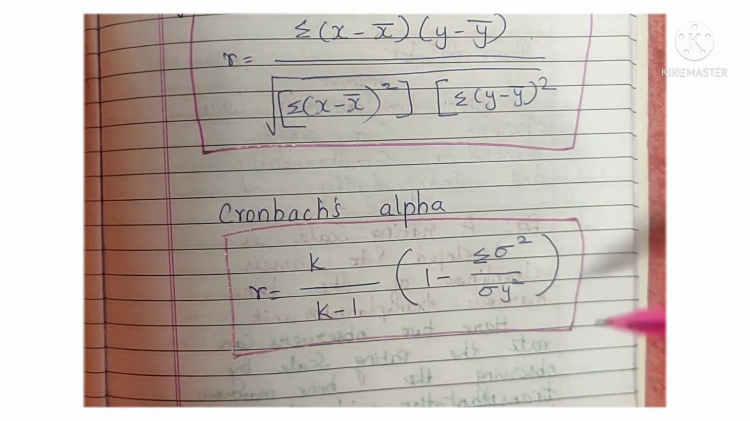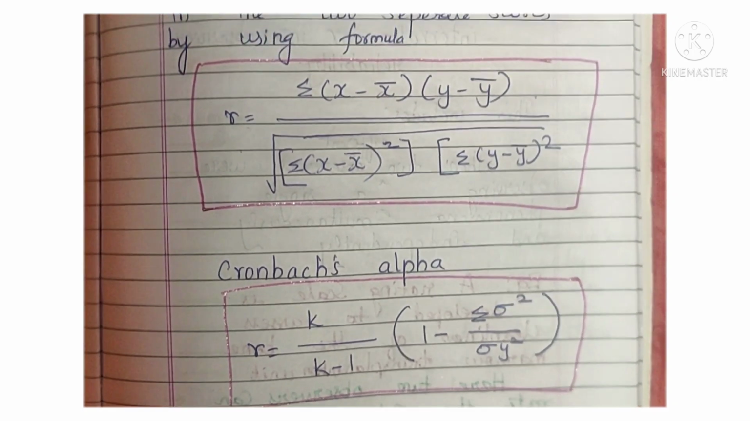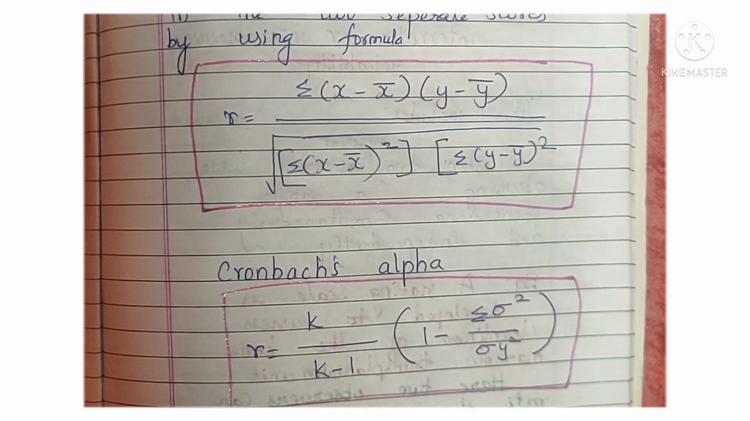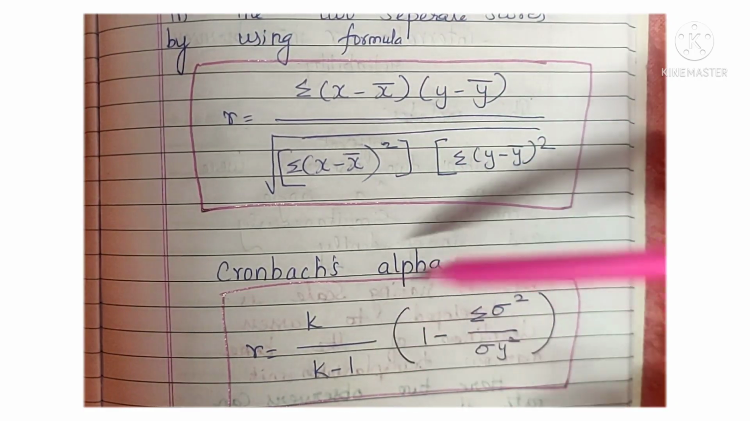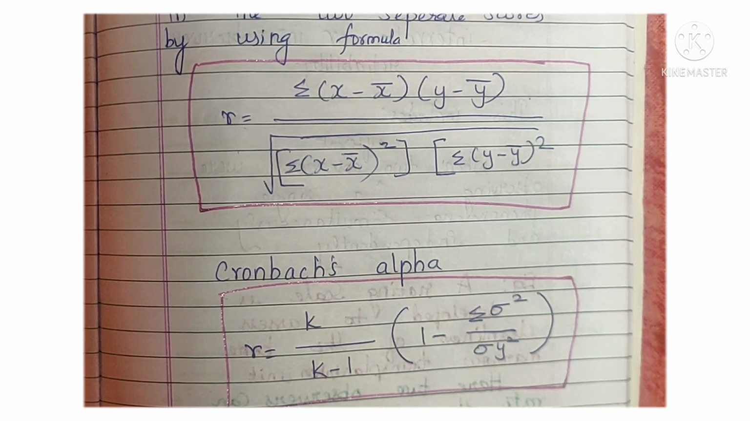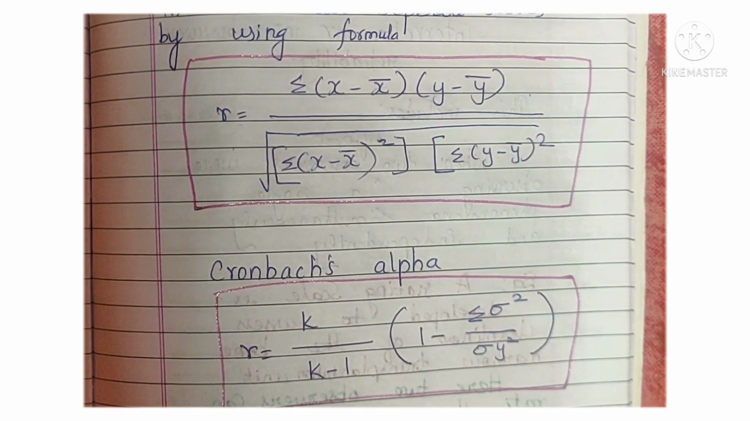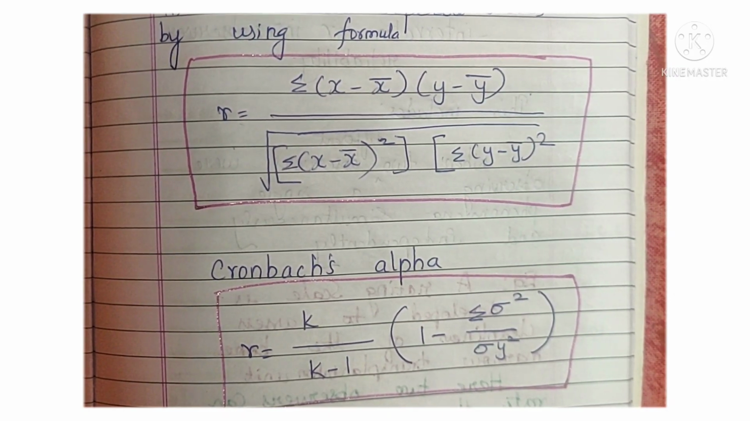At MSc level you have to write all these formulas. At BSc level just mention the names, the Karl Pearson coefficient of correlation method as well as the Cronbach's alpha method. You will calculate with the split-half technique to find out the internal consistency of reliability. Next, moving on to the third element, that is equivalence.